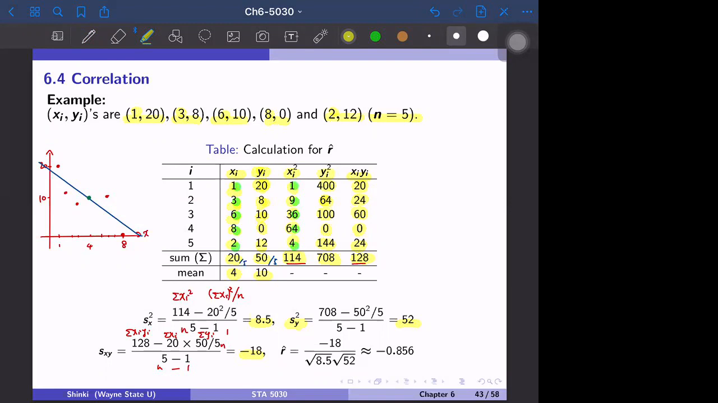So r hat is s sub xy divided by the square root of s sub x square times the square root of s sub y square. That is 18 divided by the square root of 8.5 times the square root of 52, and then we get 0.856. So this is just a paper and pencil example.